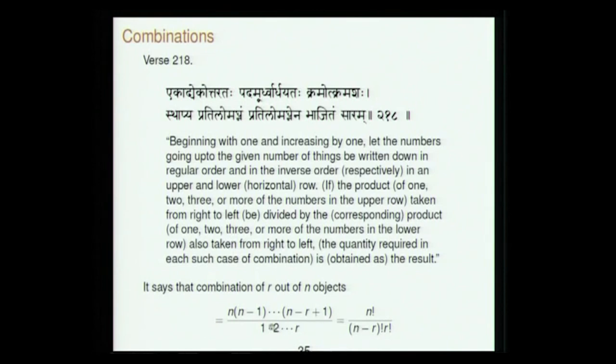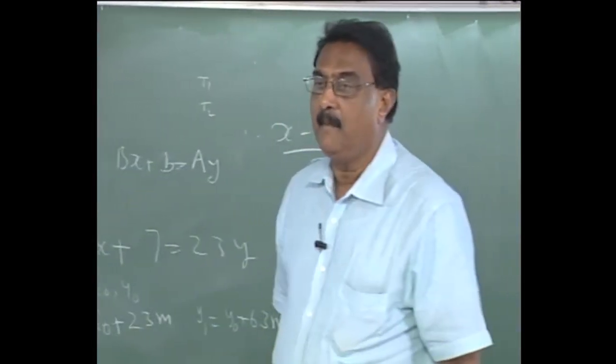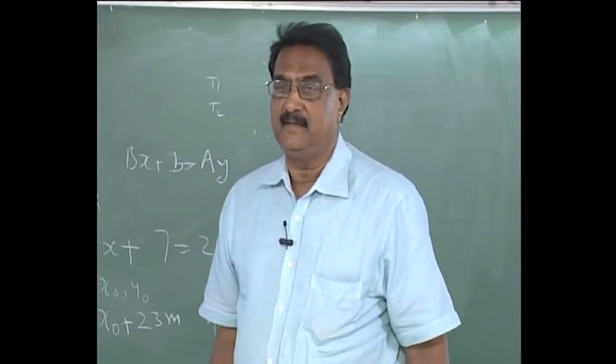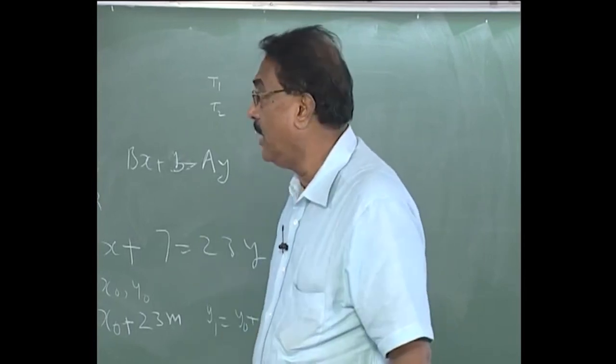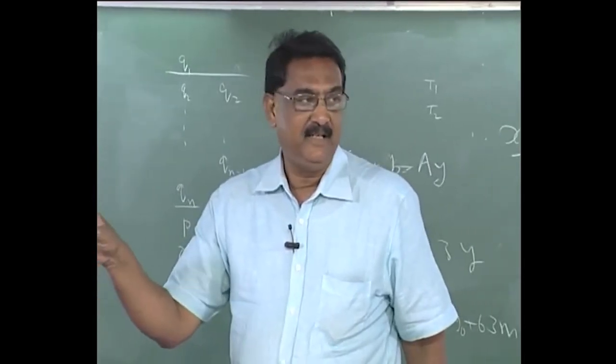So, what is given is essentially this, you take the upper row like this and lower row this. See, already combinatorics, this combination word, was discussed by Professor Srinivas in the context of Chandas and Matravrutas and so on. But here the solution was not given in this form.